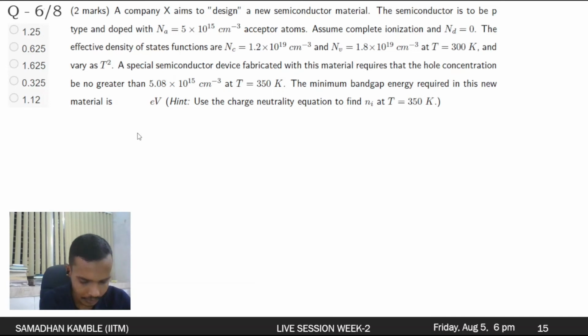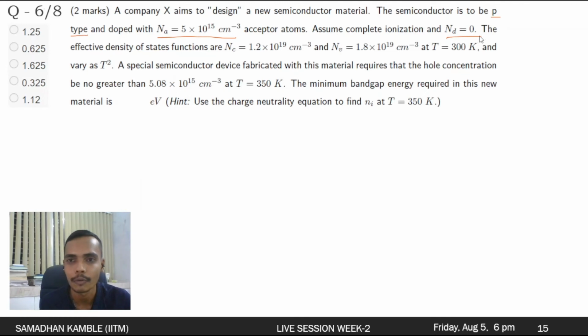Okay, let me read it for you first. A company X aims to design a new semiconductor material. The semiconductor is to be a p-type, and it is doped with Na. The concentration is given as 5 times 10 to the power 15 per centimeter cube acceptor atoms. Assume complete ionization and Nd is equal to 0.